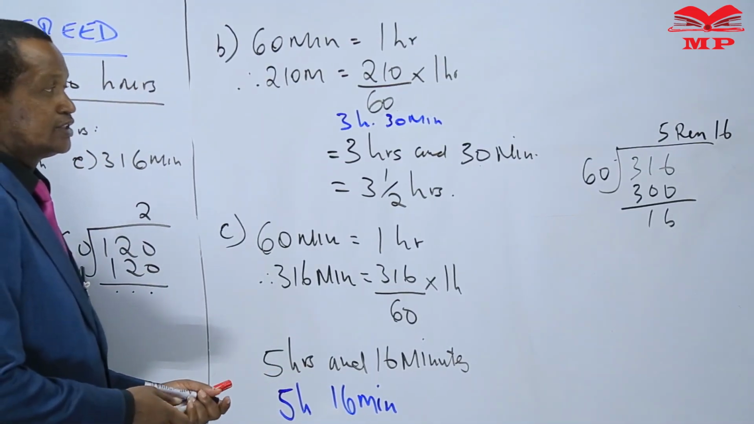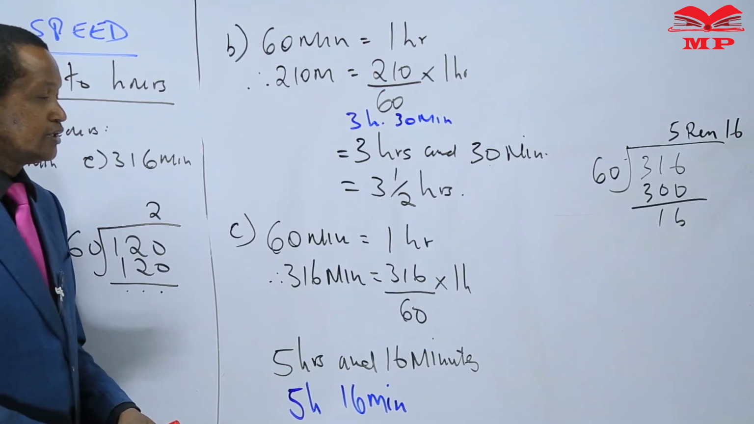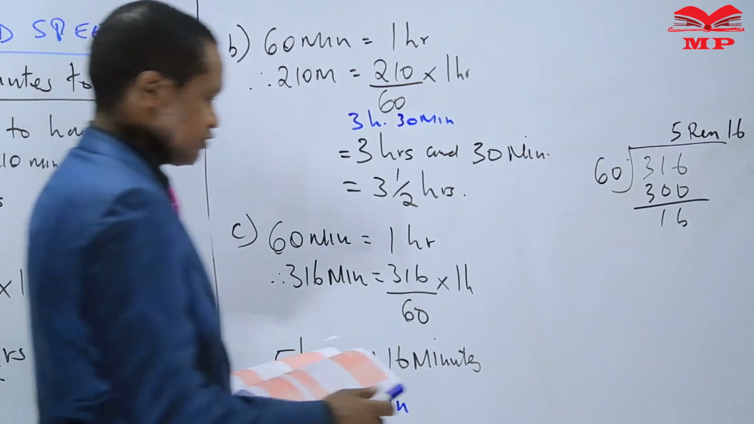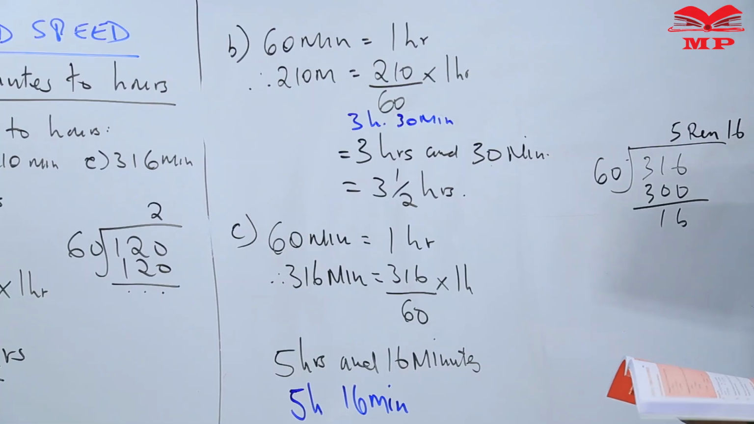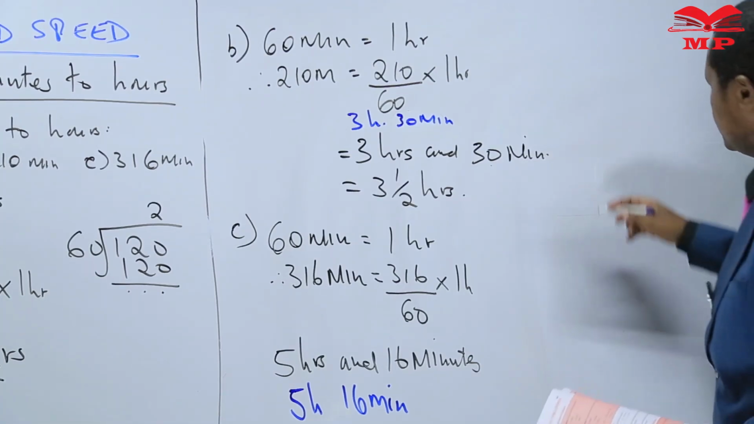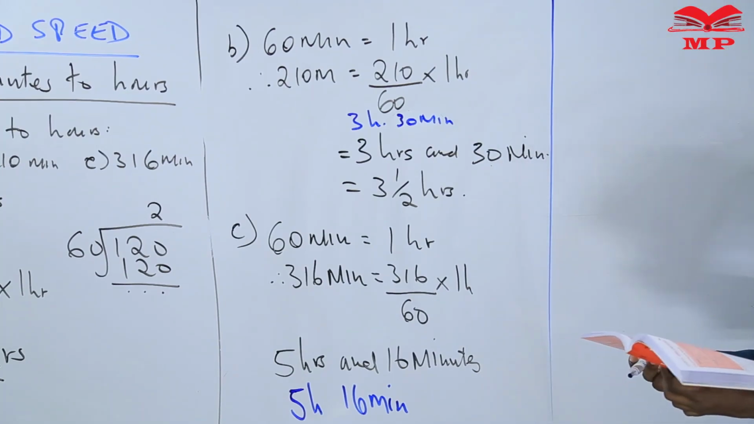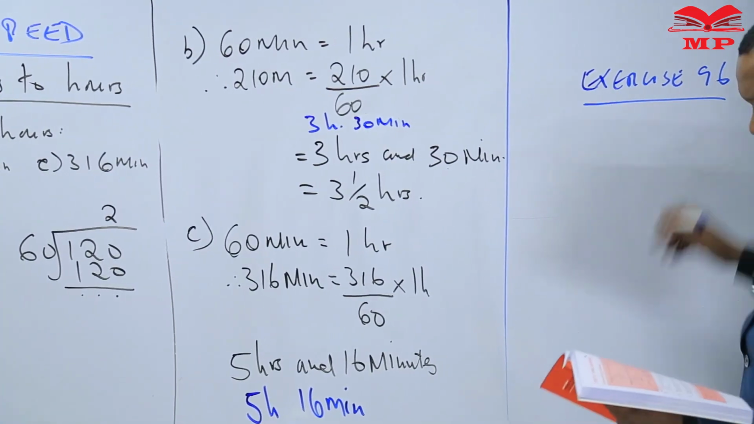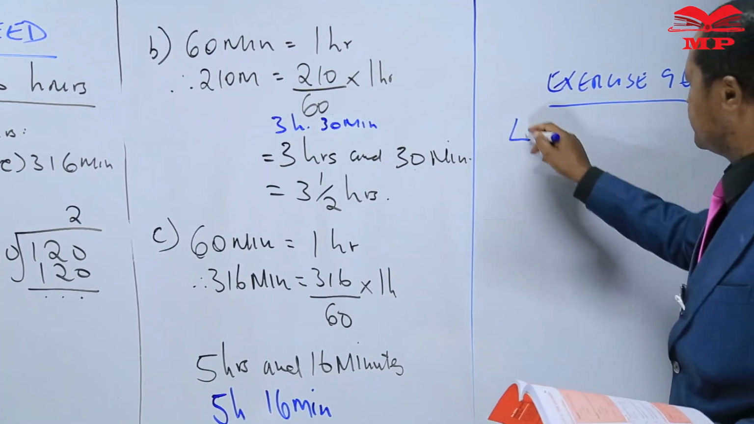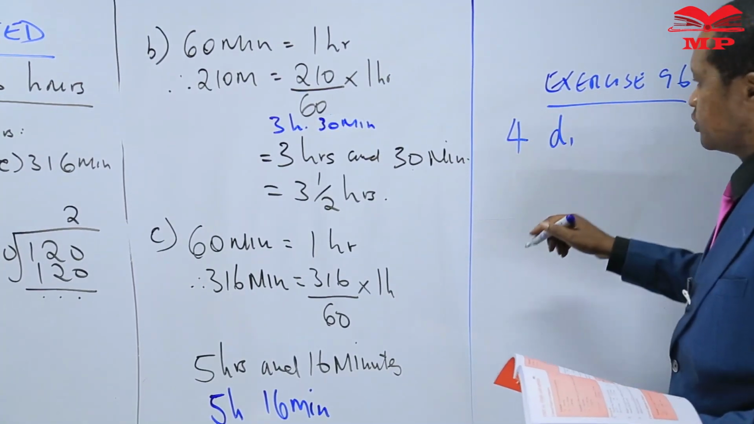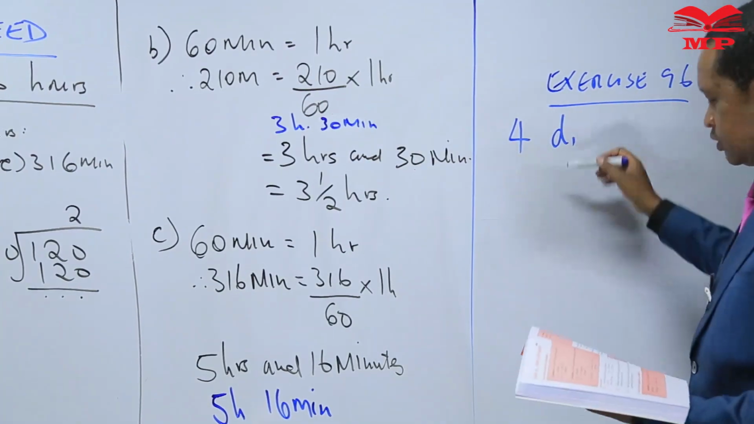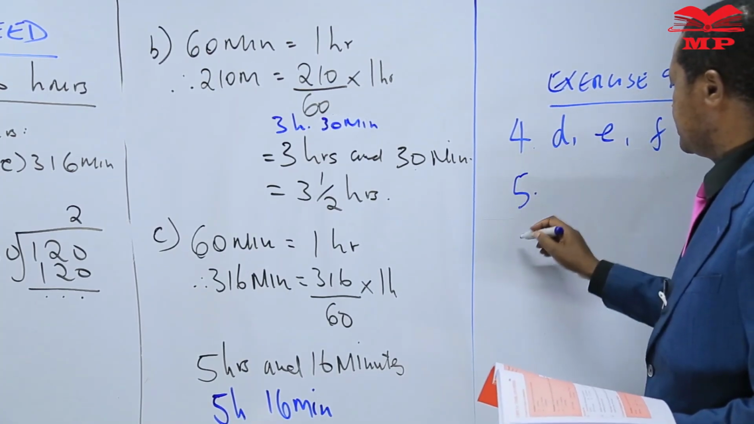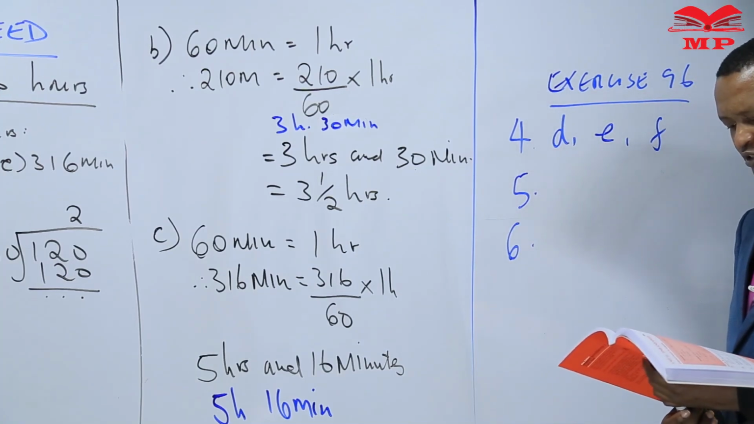So learners, that marks the end of our today's lesson. I'll stop there so that I can give you an opportunity to go and practice. I want you to practice from your book, the pupils book. Go to the pupils book and turn to exercise 96. Go and do question 4D, because you have done A, B, C. Go and do D, E, and F. Then you do question 5 and question 6.